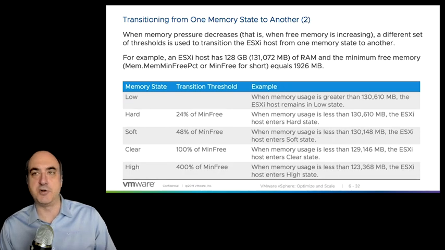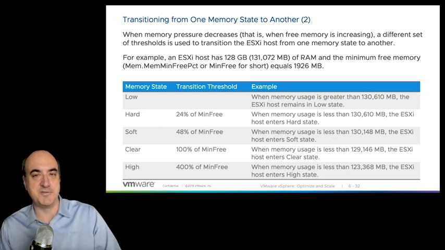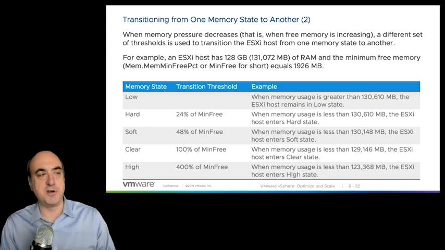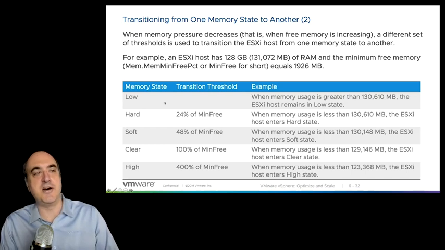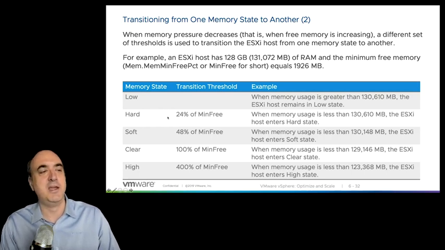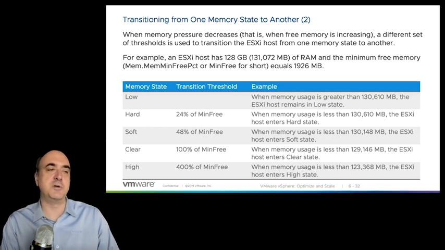Once the memory shortage has subsided, now we'll hopefully be able to increase the amount of free memory. The percentages are different. If we are at the low state, we are blocking the allocation of memory pages, and now that has caused the amount of free memory to increase. Well, 24% of min-free is when we transition into hard. And so you notice these numbers are actually higher. So we're a little bit more cautious here in coming back. 48% of min-free is when we transition to soft. We'll transition from swapping over to ballooning.